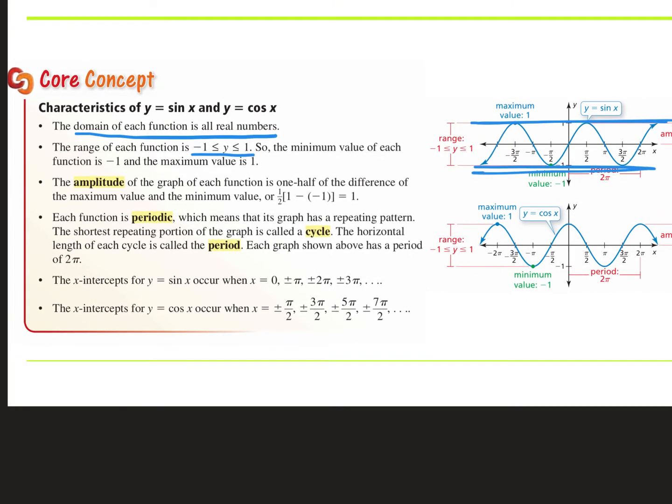The amplitude of the graph of each function is 1/2 the difference of the maximum value and the minimum value. So the amplitude is just going to be from 0 to 1. So that's our amplitude. Just like half of our graph, but it's just like the positive half. So from 0 to 1.